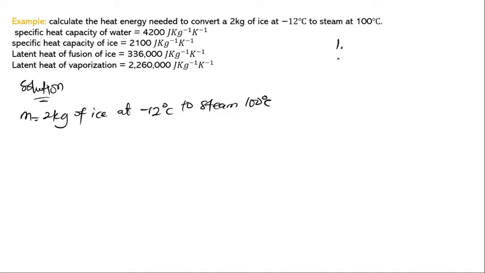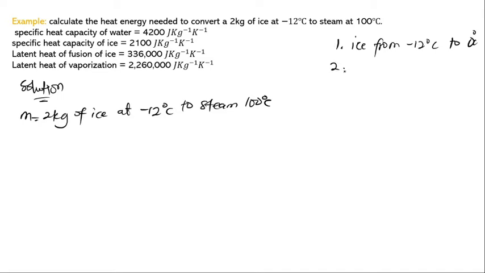The first one that we need to take note of is what? We need to change the temperature of the ice from negative 12 degrees Celsius to 0 degrees Celsius. So we change the temperature of ice from what? From negative 12 degrees Celsius to 0 degrees Celsius. And then there will be a heat energy needed to do this conversion.